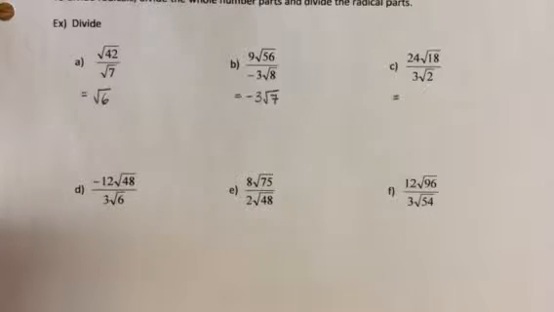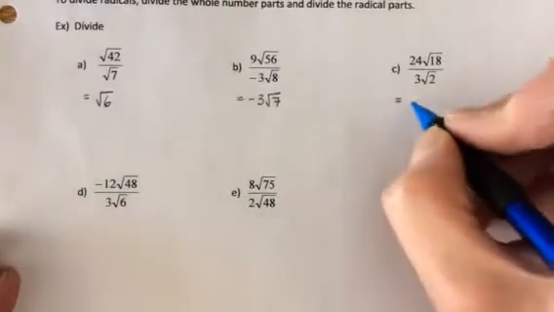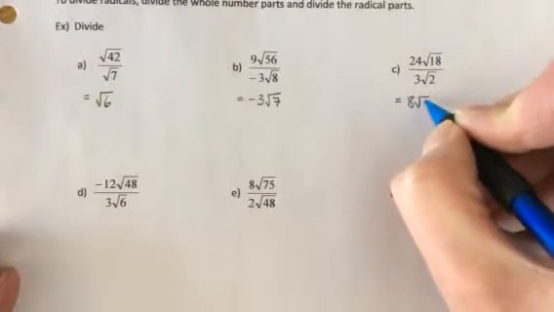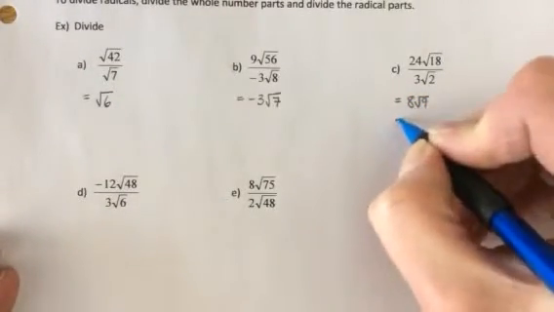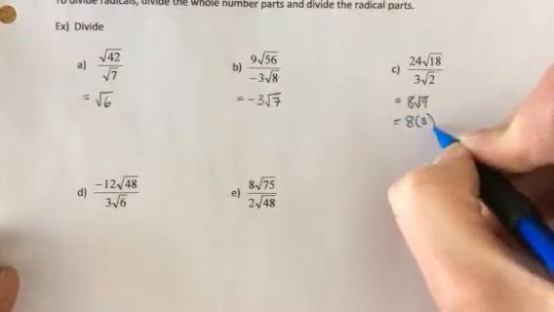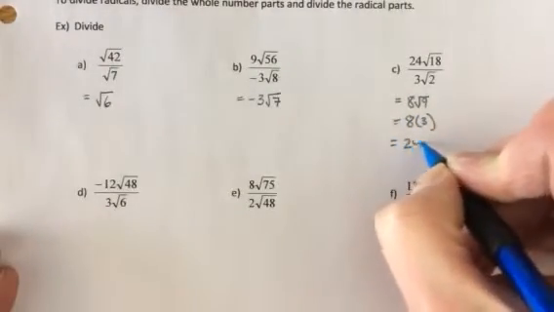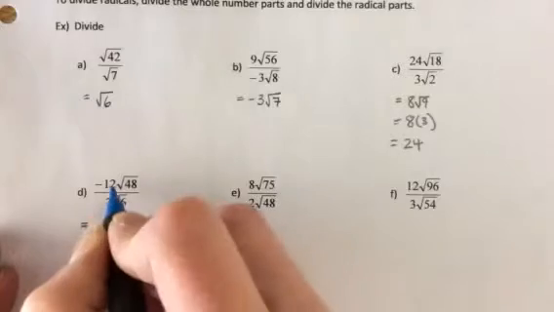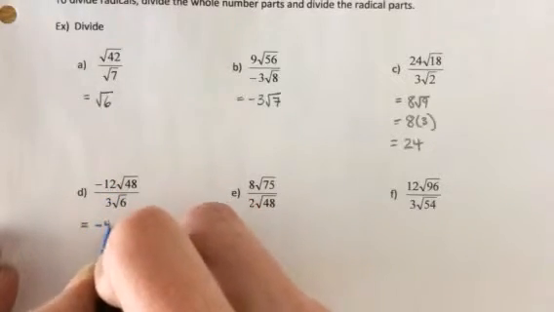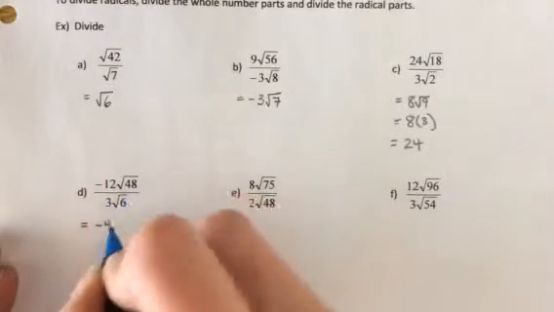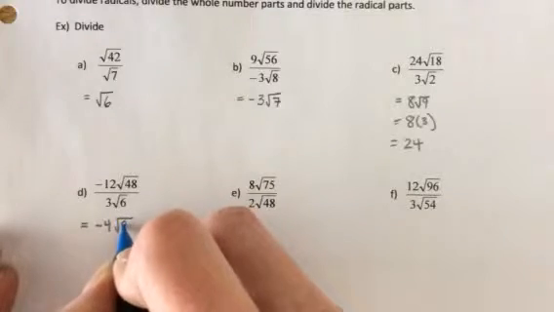Hopefully you've had a chance to complete the rest of the questions in the first part here on dividing. If you have, I believe you should have an 8 root 9, but the square root of 9 this time we can actually evaluate to be 3. So we have 8 times 3, which is 24. For the next one, -12 divided by 3 would be -4. 48 divided by 6 is 8.